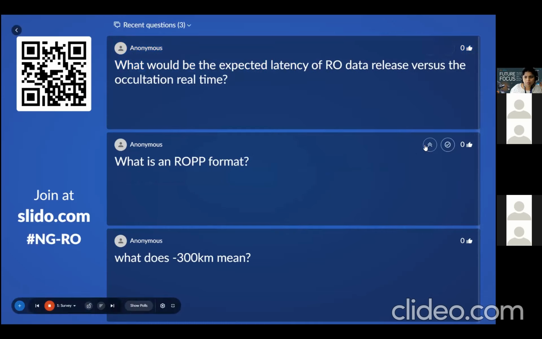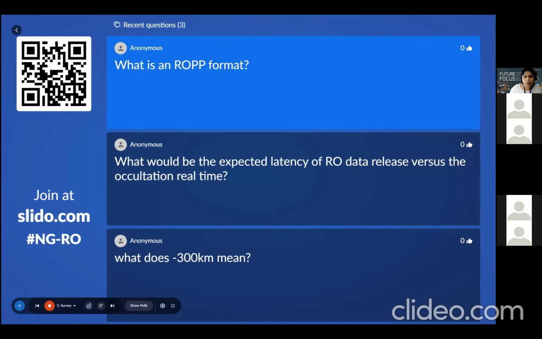I think this was asked before. What's an ROPP format? Well, it's a particular type of NetCDF format, and it's described in the documentation. It can hold level 1A, level 1B, level 2A, 2B, 2C. It's our own kind of internal format. Okay.